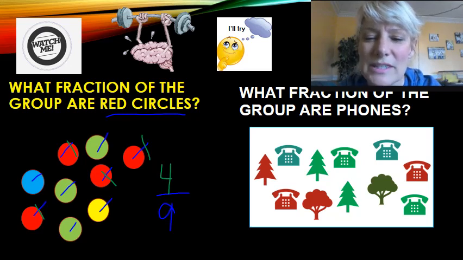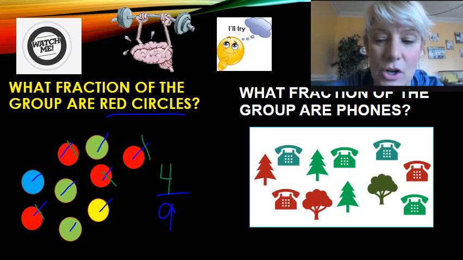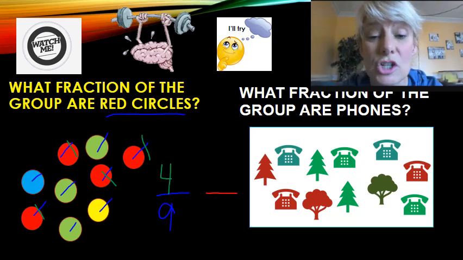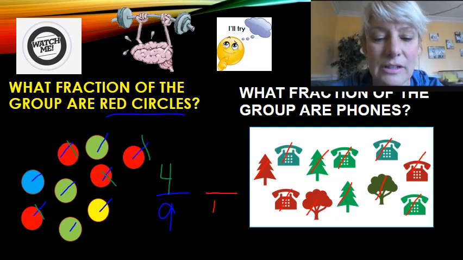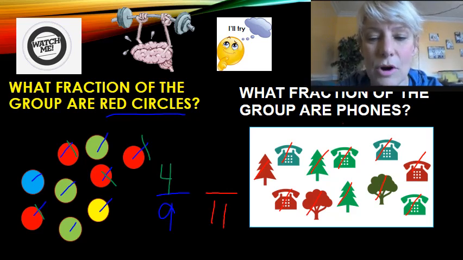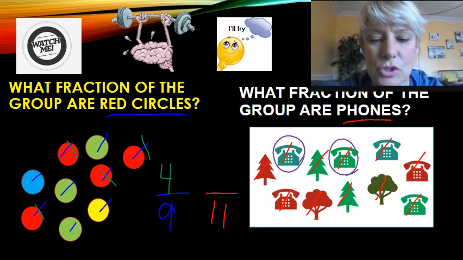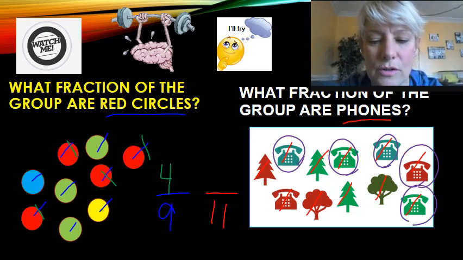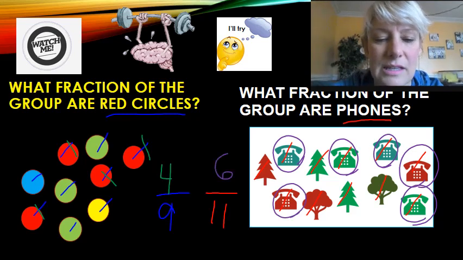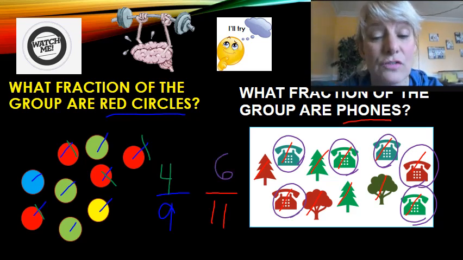Okay, this one says what fraction of the group are phones. So just like we did on the other side, we're going to have two parts. We'll have our denominator, which is going to be the total number. So 1, 2, 3, 4, 5, 6, 7, 8, 9, 10, 11. All right, and how many of them are phones? That's what we're looking for. So I see 1, 2, 3, 4, 5, 6. 6 out of the 11 are phones, so 6/11ths are phones.